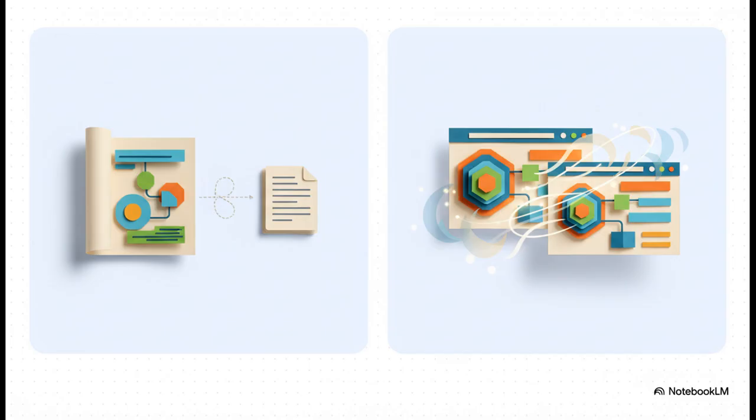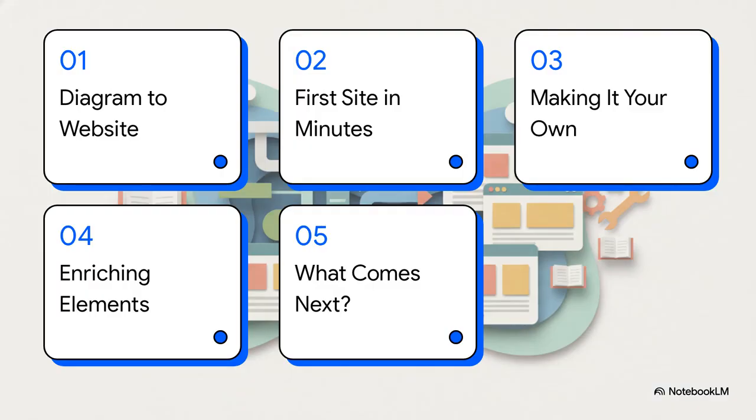You see on the left, that's the old way, a static picture, totally separate from all the text. But on the right, that's the game changer. It's a living, breathing website that's generated directly from the diagram itself. Every single element can become its own detailed page, creating one single source of truth that, you guessed it, never goes out of sync. So, here's our game plan.